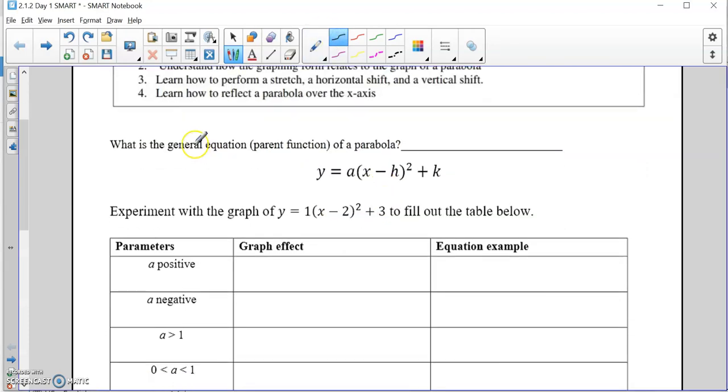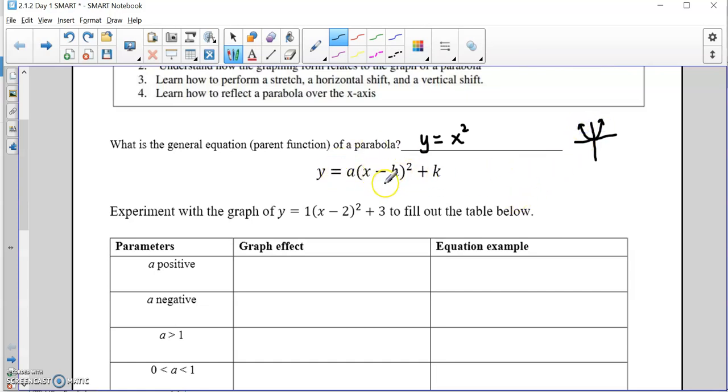So, the general equation or parent function of a parabola is the parabola that was absolutely the original, right? There are no movements from zero. It's the standard shape and size. The key thing is that it doesn't move anywhere, right? It's just going to be sitting at 0, 0, right? The vertex is at the origin, and it's just our standard parabola.